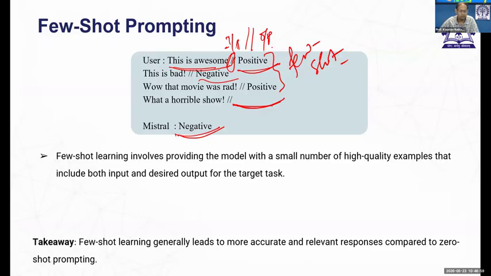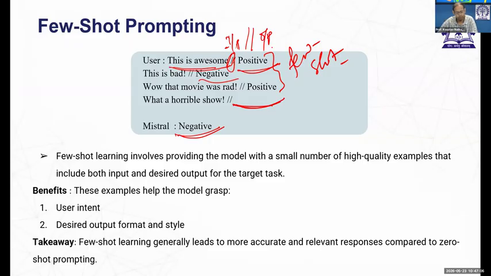Now, few-shot learning involves providing the model with a small number of high-quality examples that include both input and desired output for the target task. What are the benefits out of it? These examples help the model grasp the user intent and the desired output format and style. Okay. What is the desired output format? This particular slash, then the output. The model is learning this format from your input. What is the takeaway? Few-shot learning generally leads to more accurate and relevant responses compared to zero-shot prompting.